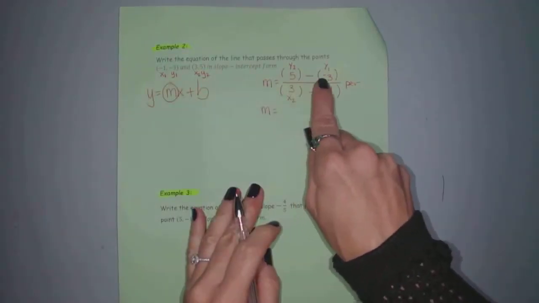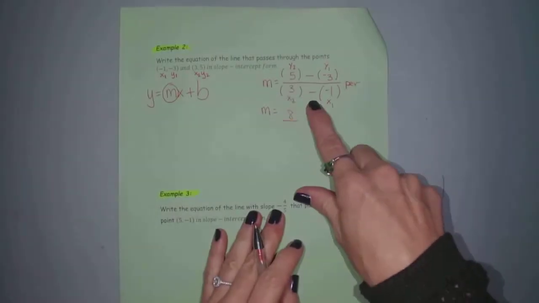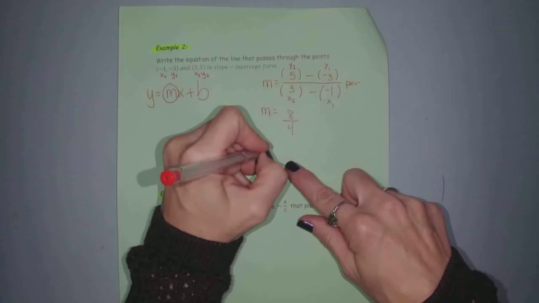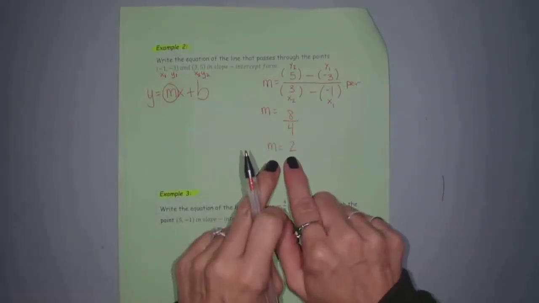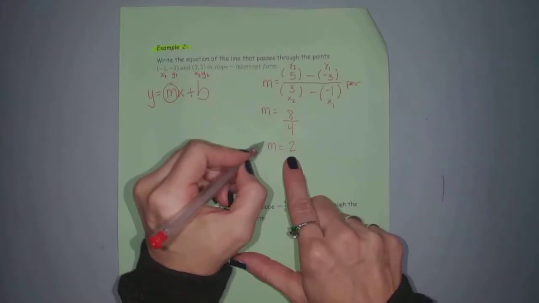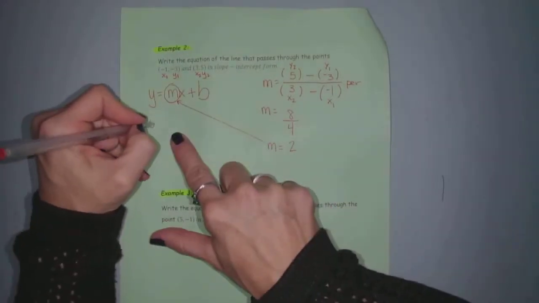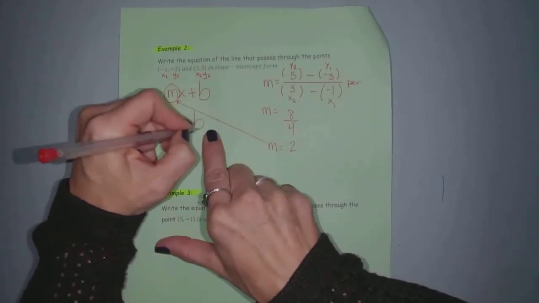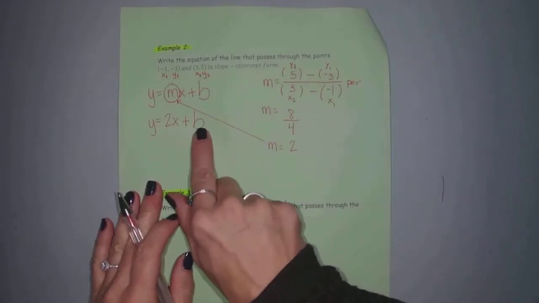5 minus -3 is 8. 3 minus -1 is 4. And so our slope, 8 divided by 4 is 2. So I'm going to click and drag that up to m. So now your line looks like this. Y equals 2x plus b. Now all we have left to do is find the b.